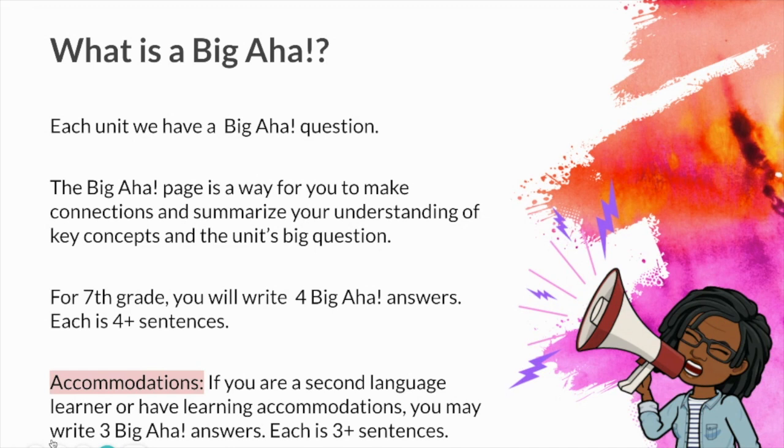For 7th graders, this year you will be writing 4 big aha answers each unit, and each of those big aha answers will be 4+ sentences, so 4 or more sentences. If you have learning accommodations, for example, you are a second language learner or you have documented learning accommodations, you can write 3 big ahas instead. And then each of those can be 3 or more sentences. And you can obviously push yourself to do the 4, but the requirement is at least 3.